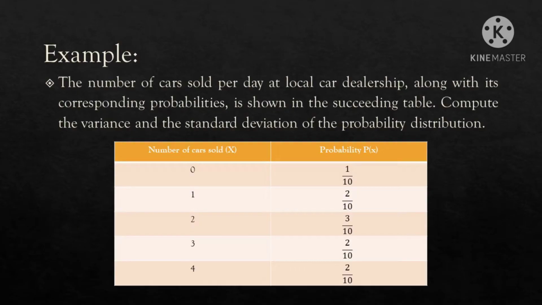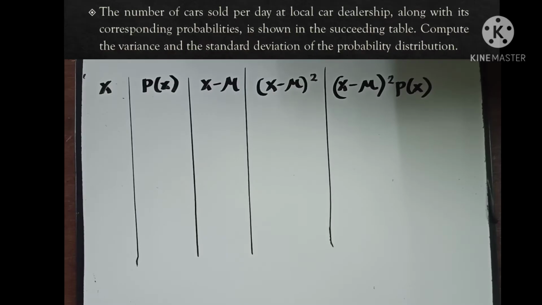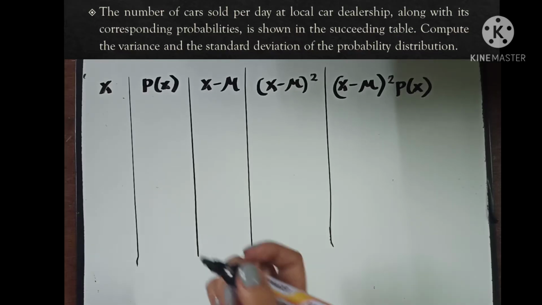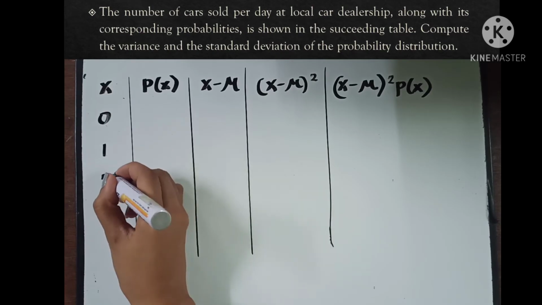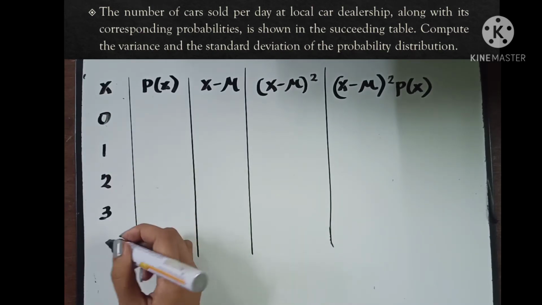Okay, so for example, the number of cars sold per day at a local car dealership, along with its corresponding probabilities, is shown in the succeeding table. Compute the variance and the standard deviation of the probability distribution. Okay, so we let x be the number of cars sold. So the values of x are 0, 1, 2, 3, and 4.